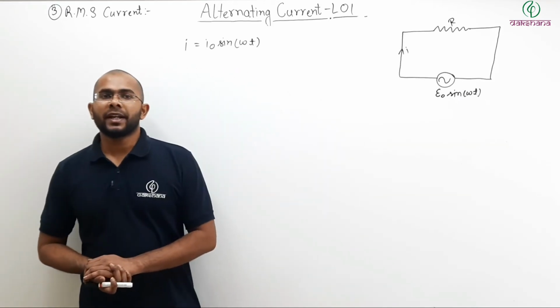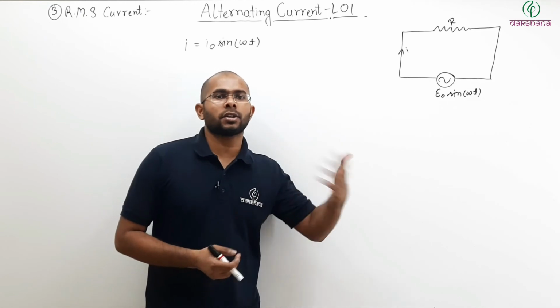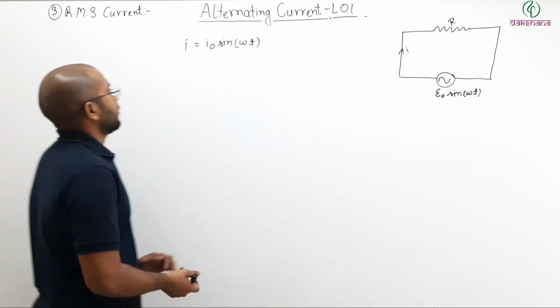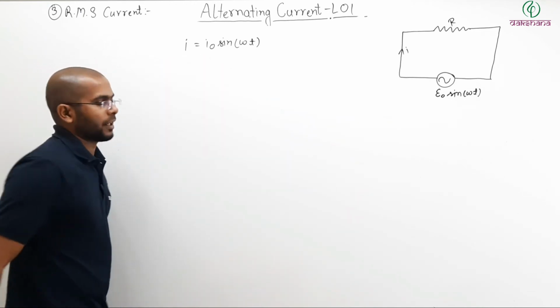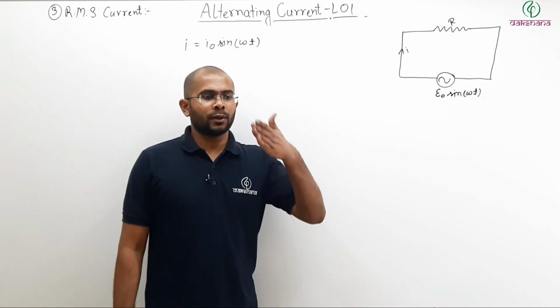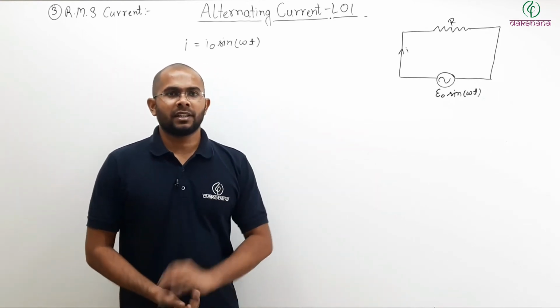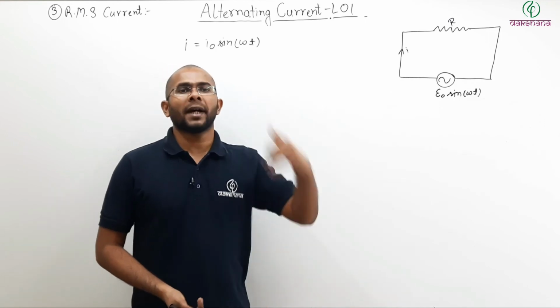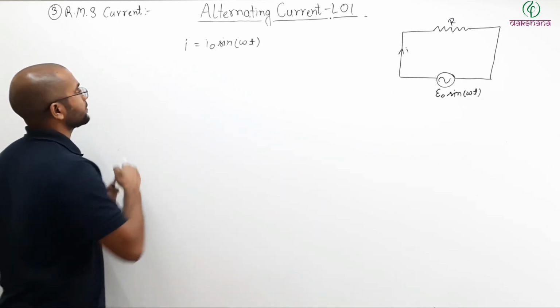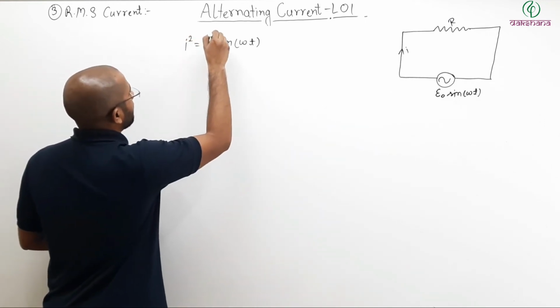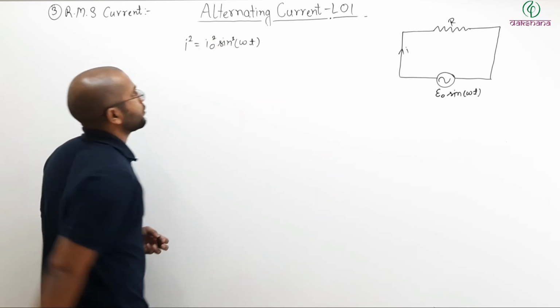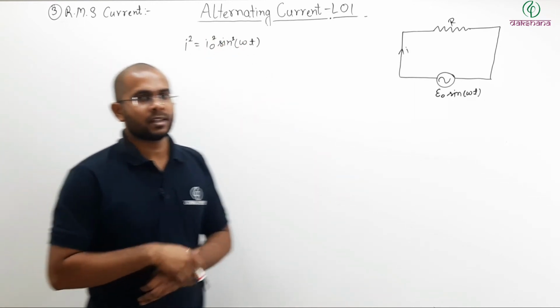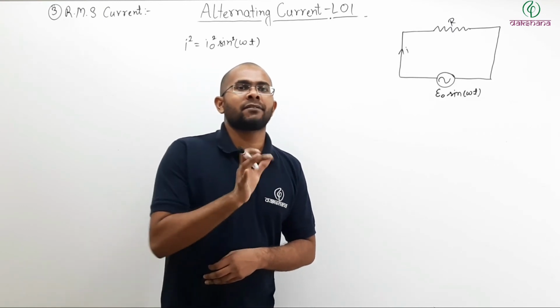Now let us try to find the RMS value for a sinusoidal AC current. What is the standard form? I is equal to I naught sine omega t. So you need to find the root mean square. Then the first thing you do is square the current. So this is I square, here it will be I naught square, and here it will be sine square omega t. Second, you need to take the average.